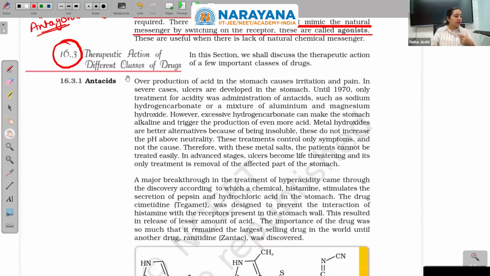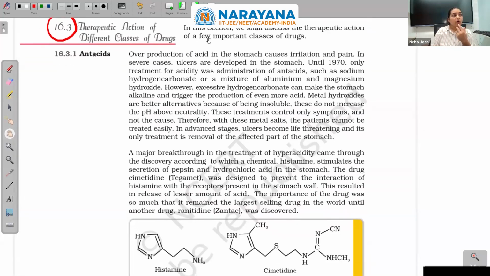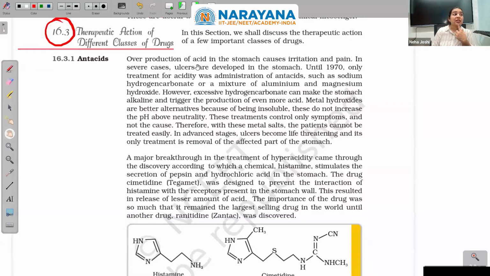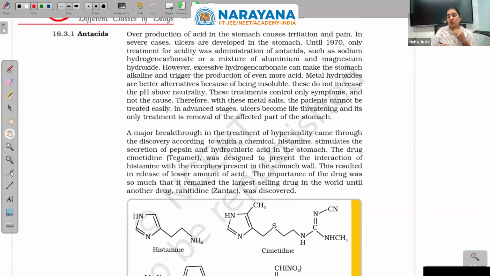Therapeutic action of different drugs: how they will do that positive thing on our body. In this section, we shall discuss the therapeutic action of a few important classes. First is antacid. Commercially, it is like wealth. Antacids have made people billionaires over a period of time. Overproduction of acid in the stomach causes irritation and pain.